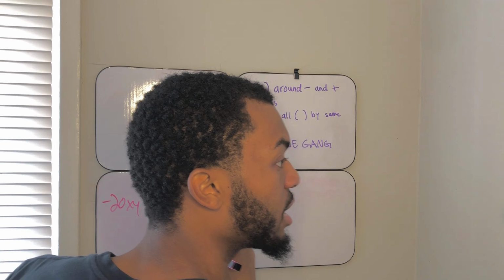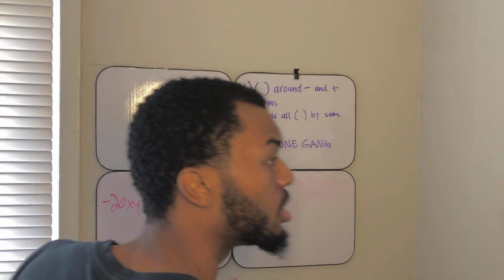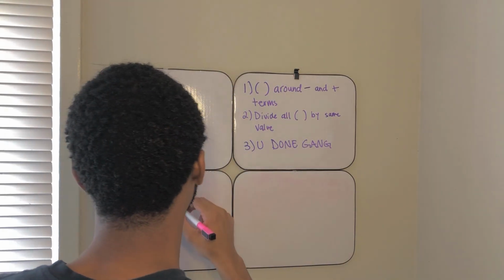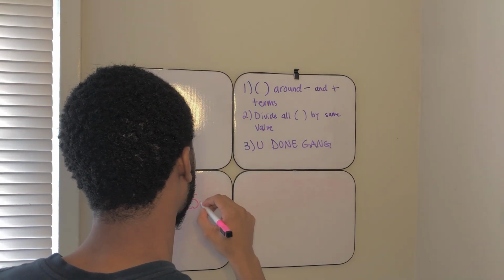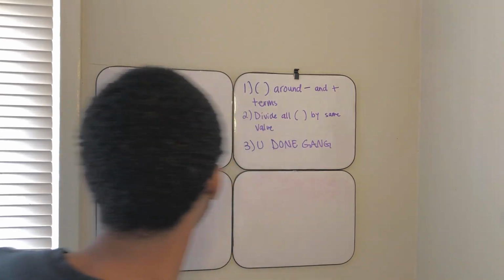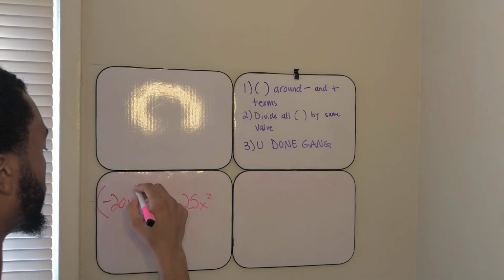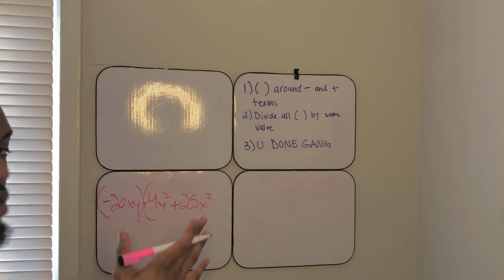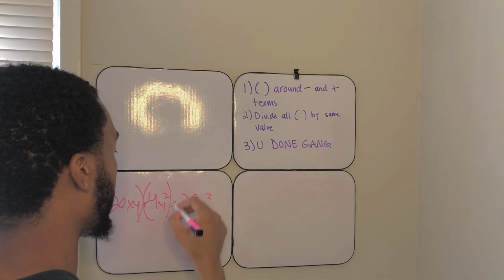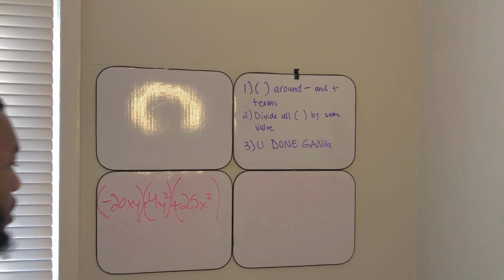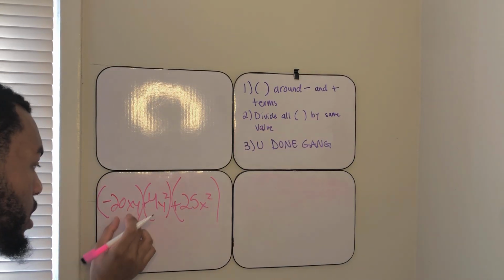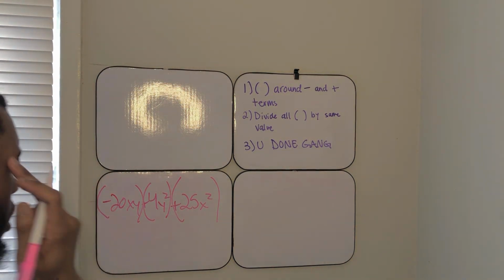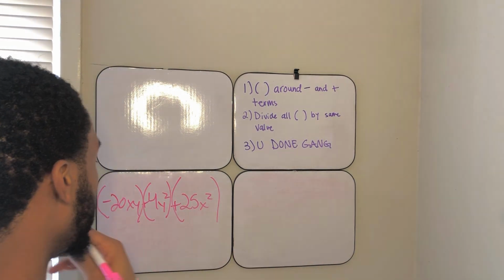Next one, negative 20xy plus 4y squared plus 25x squared. All right, same procedure. We just put parentheses around it. Everything with any term with a positive or negative sign, we just put a parentheses around it. After we do that, we divide all of these by the same number. If we can't, then we leave it alone. Same number or letter.